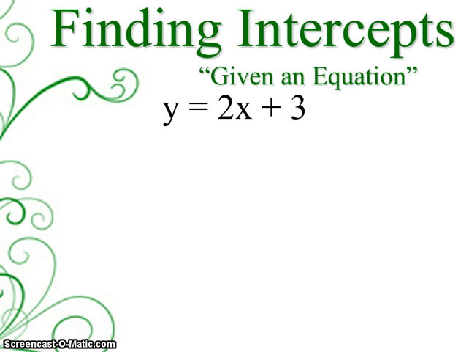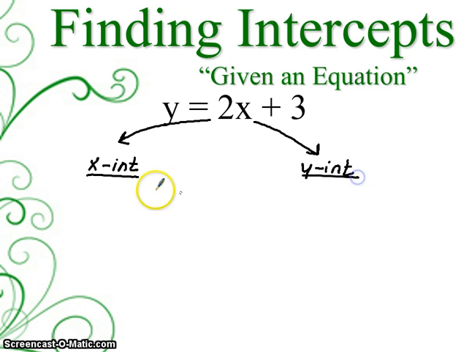So the first step that we talked about in finding the intercepts given an equation is to split the problem into two problems, because we know we're going to have to find both the x-intercept and the y-intercept. Now, let's start with the x-intercept.